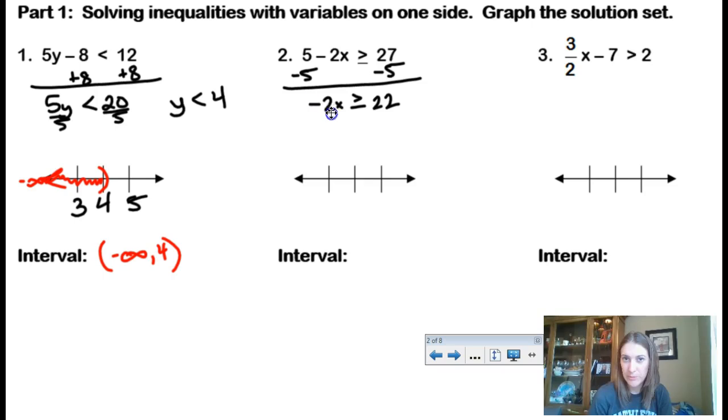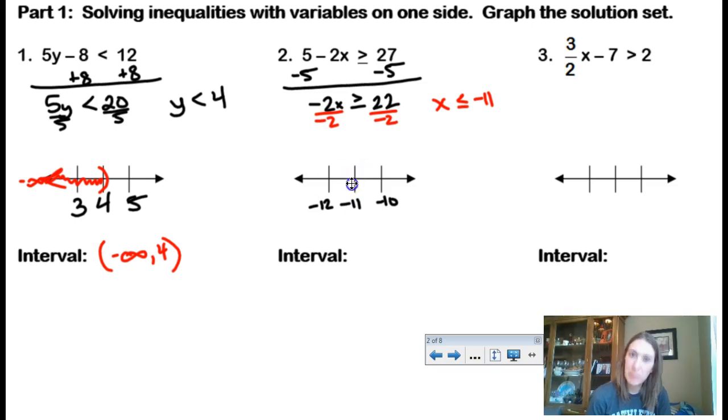Now here, when I'm solving it, I do have to divide by the negative 2. So that rule that I have to remember is going to take effect. The solution is x is less than or equal to negative 11. So negative 11 in the middle of the number line. To the left it would be negative 12 and negative 10.